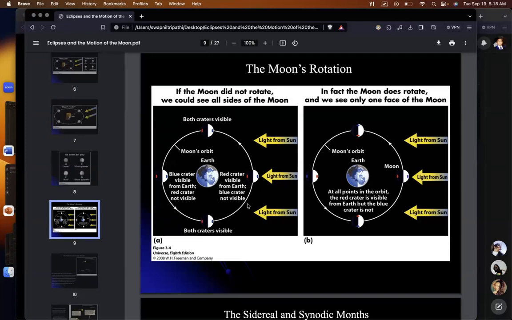So as you can see in this diagram, when it does a quarter of its orbit, it also spins in this direction by a quarter rotation. And that is what makes it possible for the moon to keep the same face towards the Earth.